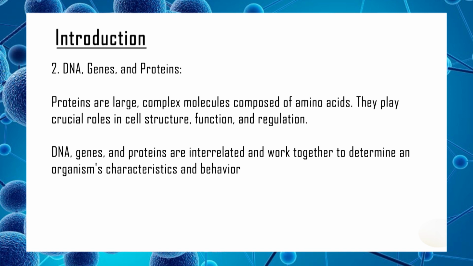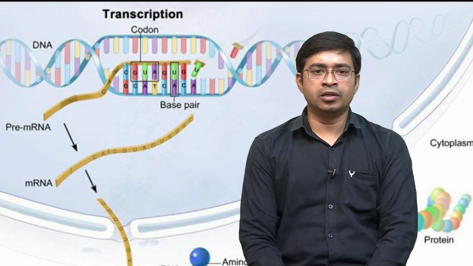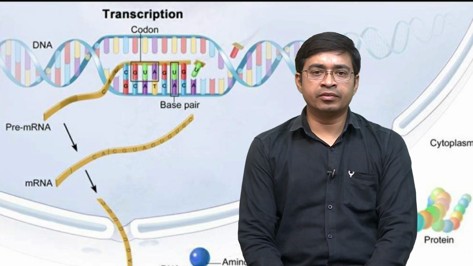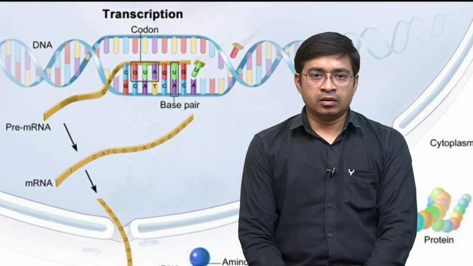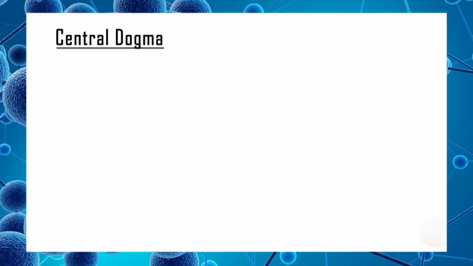DNA, genes, and proteins are interrelated and work together to determine an organism's characteristics and behavior. Mutation in DNA can result in changes to the genetic information, potentially leading to alterations in genes and proteins, which can have a significant effect on an organism's phenotype or traits. So, before moving to the next, let us understand the process of central dogma.